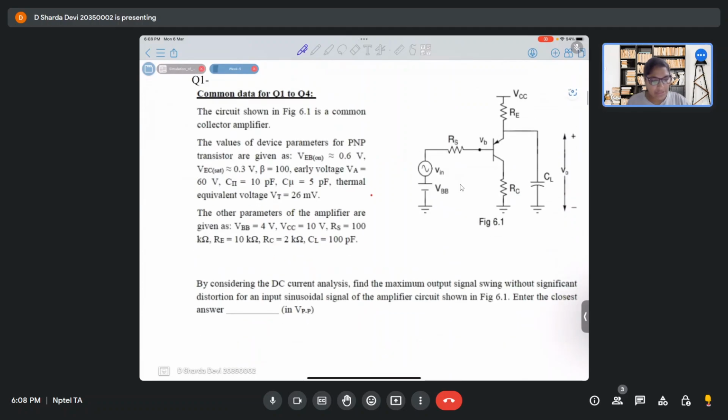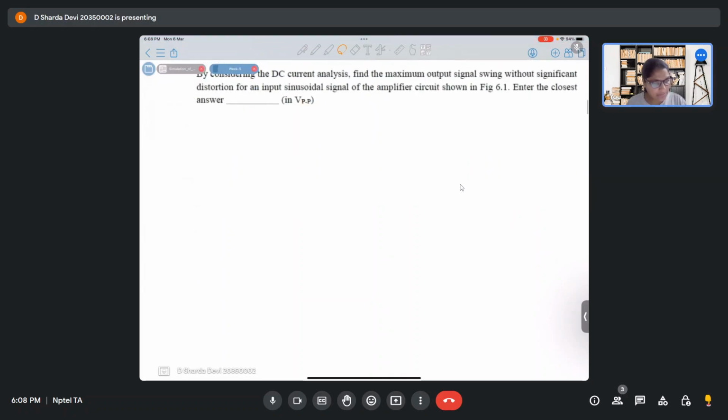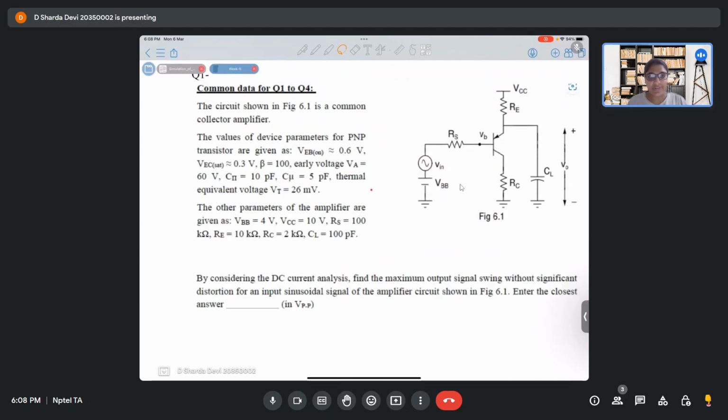So in this problem, it is given that it's a circuit with what type of BJT configuration? Is it NPN or PNP? Ma'am, it's a PNP. Yes, and how the transistor has been connected is the point.